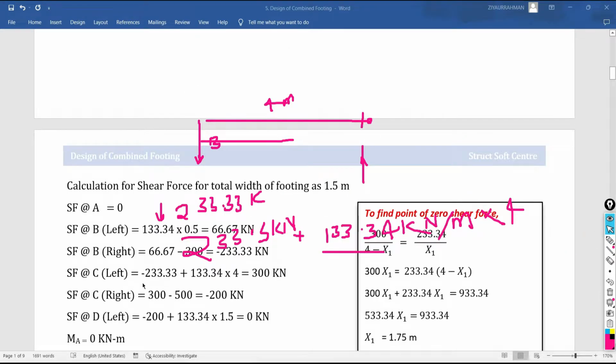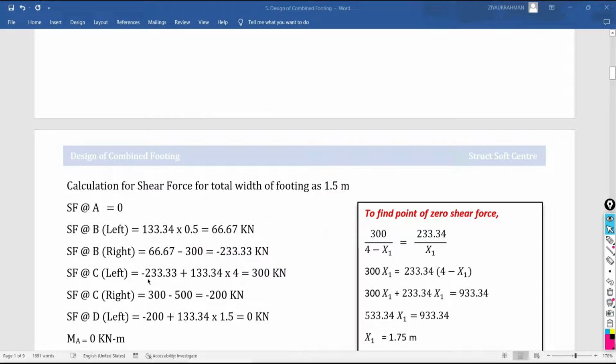So the same calculation I am going to do here. For the C point left hand, minus 233.33 plus 133.34 multiplied by 4 meter. So you get the resultant value for the C point for the left section as 300 kilonewton, and this is the positive value. It is in the upward direction.